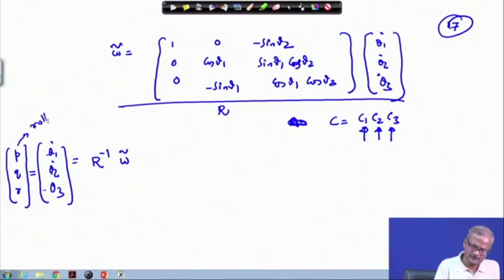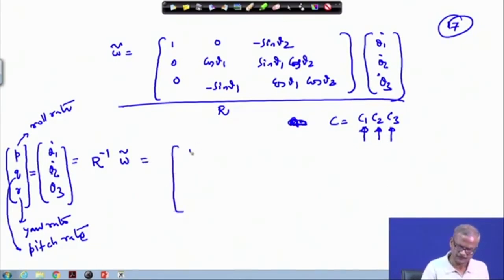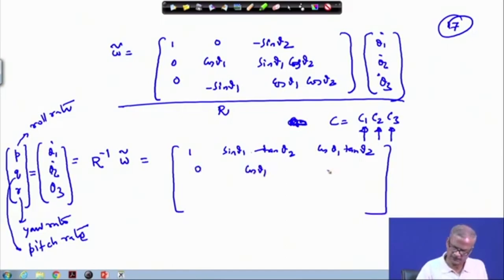This is called the roll rate, this is called the yaw rate, and this particular one is called the pitch rate. Here, for the spacecraft, it will be convenient to work with theta 1, theta 2, theta 3, because this notation, once you have defined it, will not be confusing. This can be written as sin theta 1 times tan theta 2, then cos theta 1 times tan theta 2, cos theta 1 times sec theta 2.